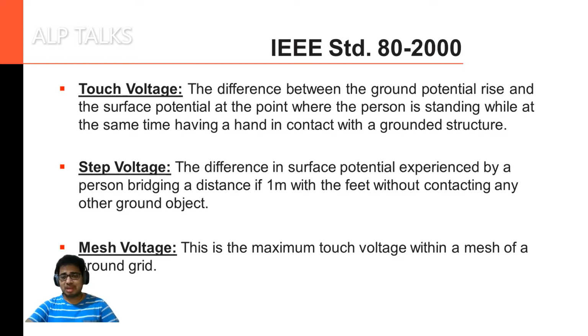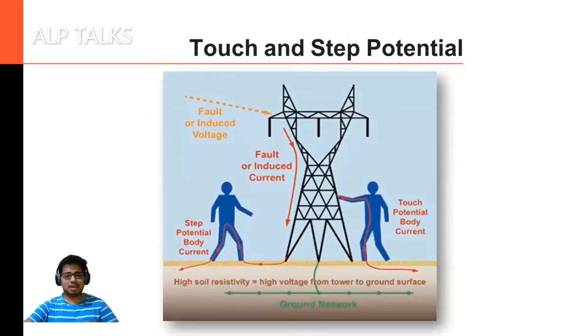Touch voltage is the difference between the ground potential rise and the surface potential at the point where the person is standing, while at the same time having a hand in contact with a grounded structure. We can touch any object. Step voltage is the difference in surface potential experienced by a person bridging a distance of 1 meter with the feet without contacting any other grounded object. This is the step voltage. So what is the mesh voltage? This is the maximum touch voltage within a mesh of a ground grid. So these are the basic terminology we will use.